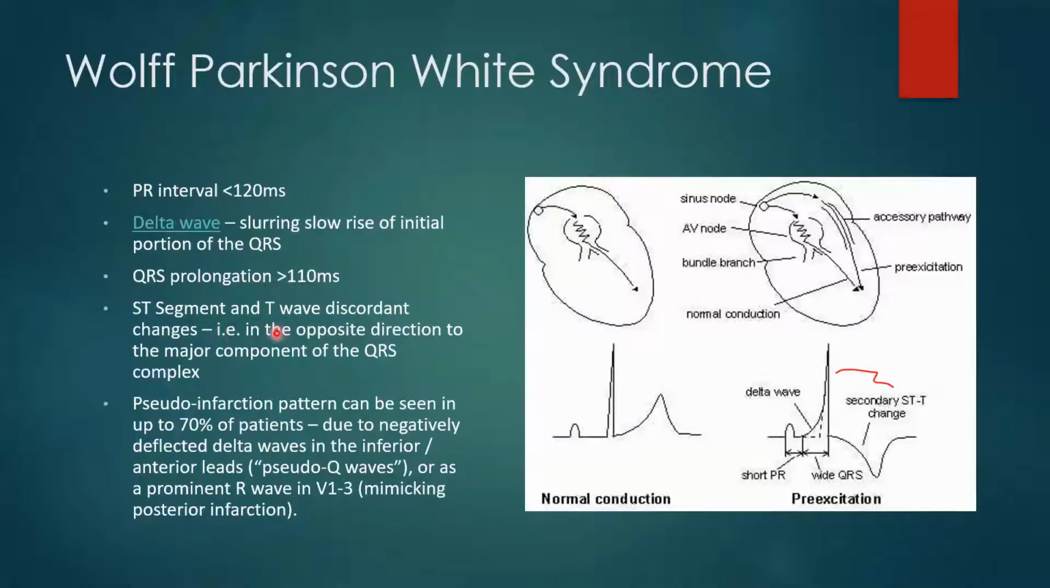You can have ST segment and T wave discordant changes. So it's basically the ST segment moves in the opposite direction to the QRS complex. So if the QRS is positive, you may have ST depression. It may go the opposite way, and vice versa. If it's a negative QRS, you might have ST elevation. However, it is not an MI. It's a conduction change with WPW. WPW can be seen without tachycardia, and I have a couple coming up. There's two types of WPW that can be identified.